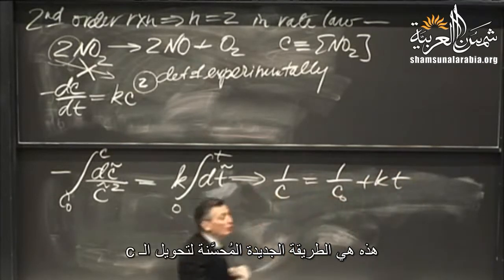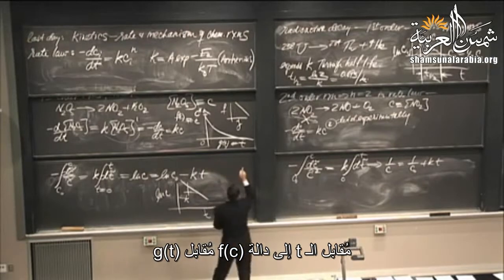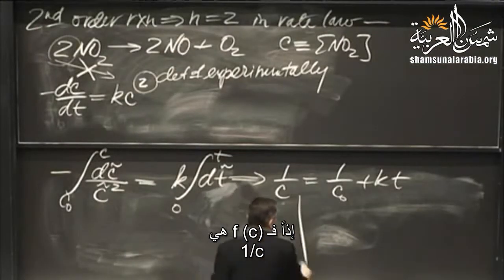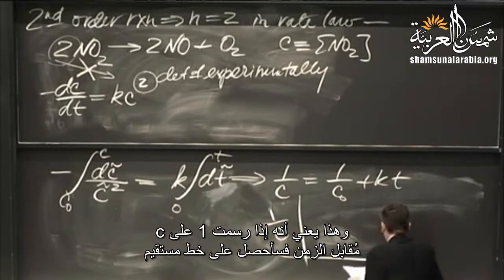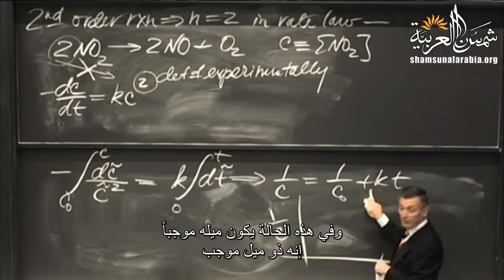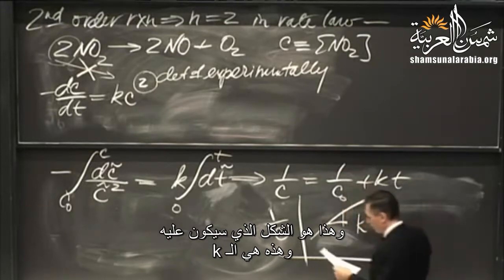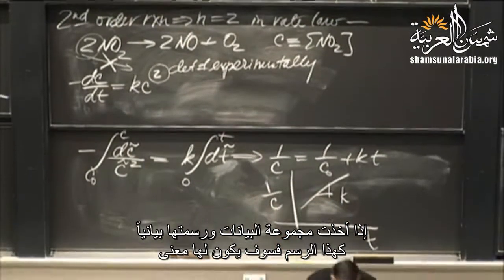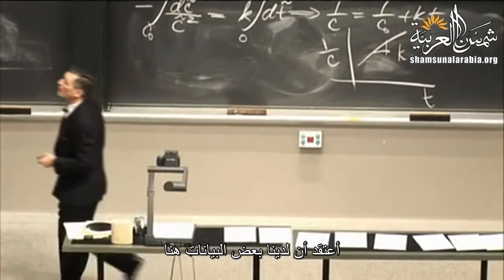So this is now the new improved way of mapping C versus t into f of C versus g of t. So f of C is 1 over C, which means now if I plot 1 over C versus time, I'll get a straight line. Well, in this case, it's got a positive slope, see? So that's what it's going to look like. And this is k. So if I take our data set and plot it like this, then I can make sense of it.